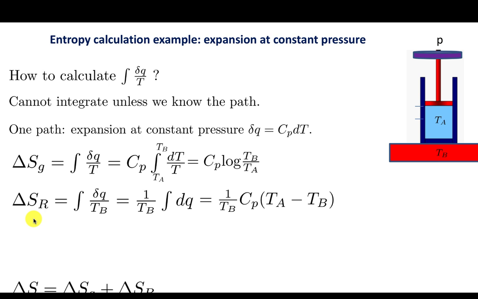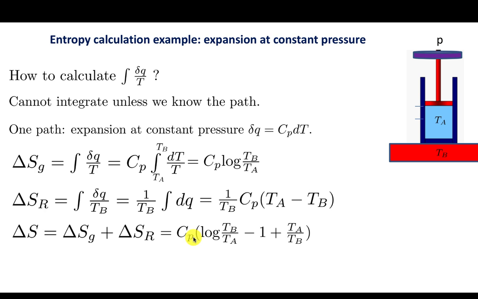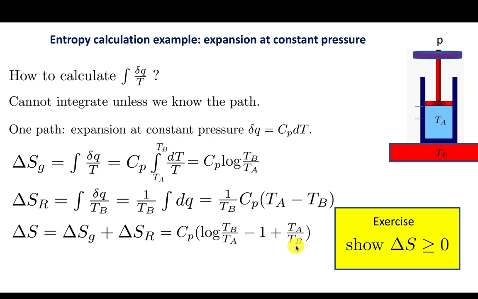Let's take the sum of this delta S gas and this delta S reservoir. I'm going to give this a fancy name. This will be called the change in entropy of the universe, because our universe consists just of the gas and the reservoir. If you add them up, you just get this quantity over here, log of TB over TA minus 1 plus TA over TB. Now, this quantity, I claim, is always greater than or equal to zero.